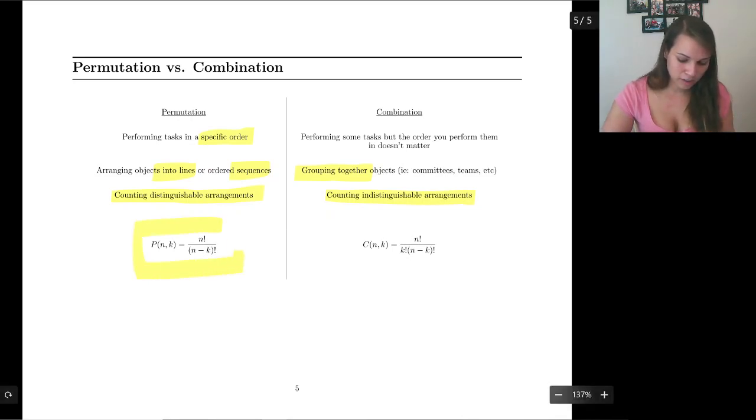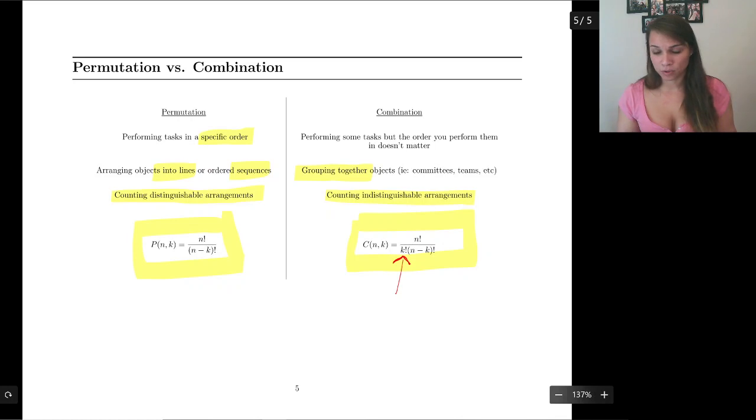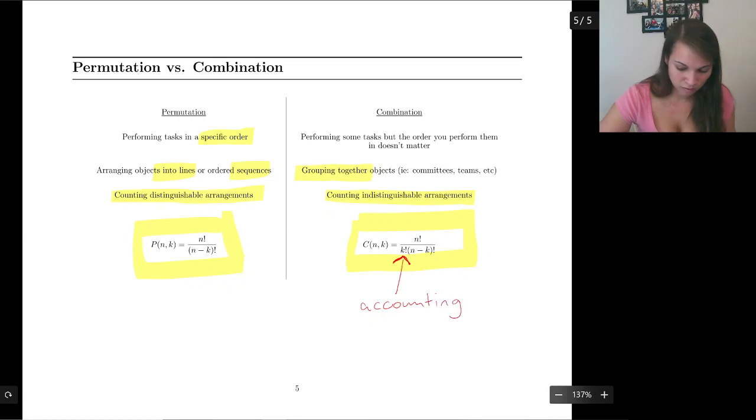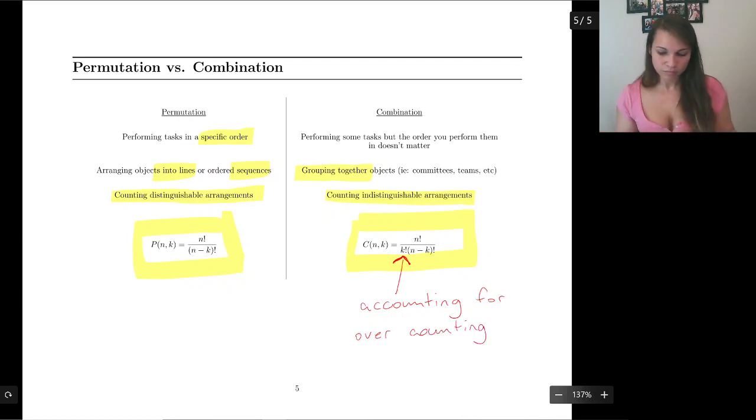And then here's our permutation formula and our combination formula. They are very closely related, but we've used the division rule to account for overcounting, and that's what that term does. Other than that, that wraps up what I have to talk about for combinations.